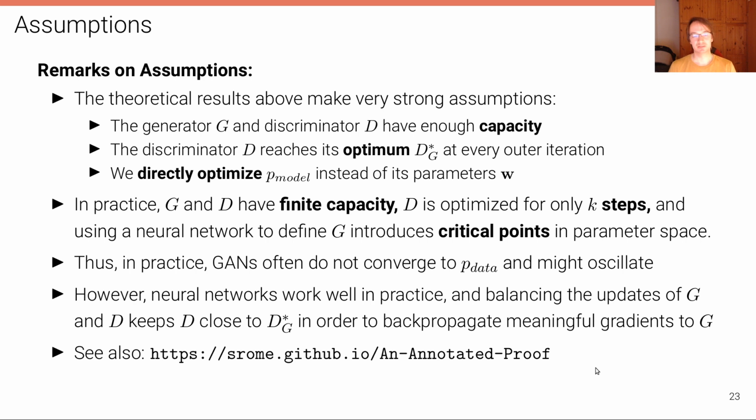However, and this is the argument also of the authors, and the argument why this is empirically quite successful, neural networks do work very well in practice, despite all these problems with critical points, etc. And balancing the updates of G and D keeps D close enough to D star in order to backpropagate meaningful gradients to G. If you want to read more about these theoretical results, I recommend having a look at this website here as well.